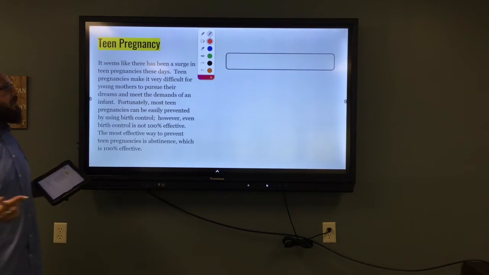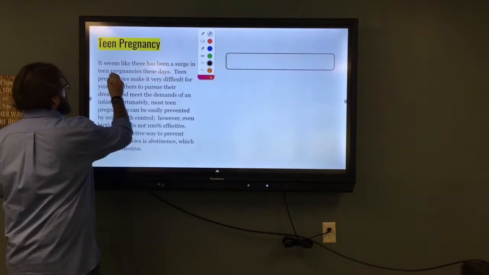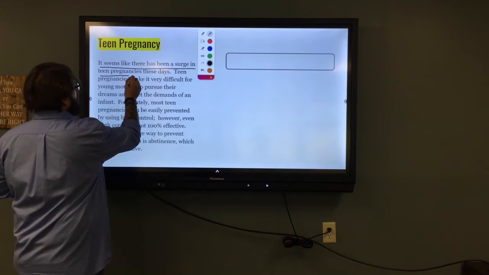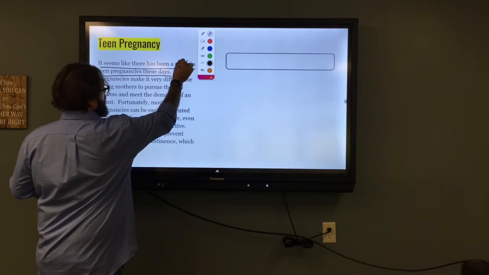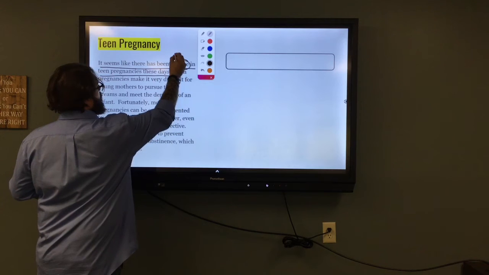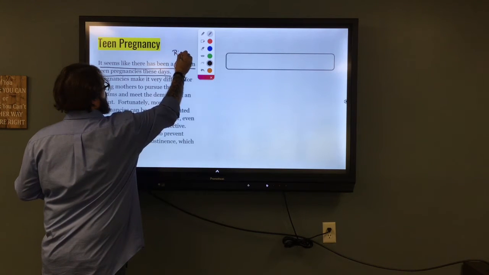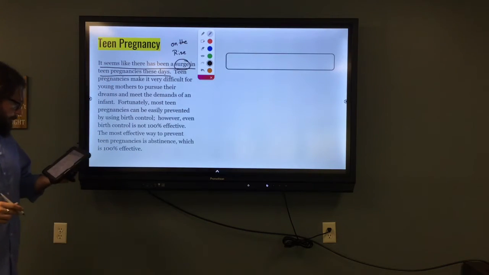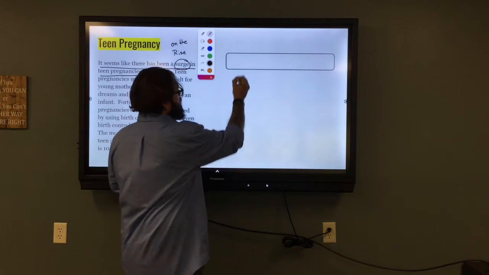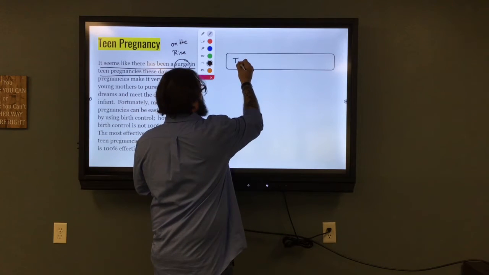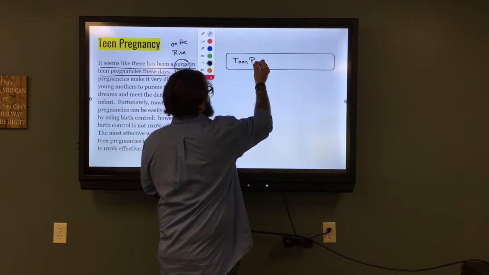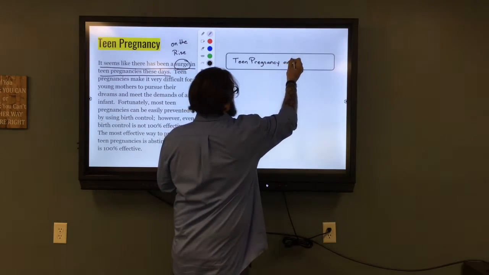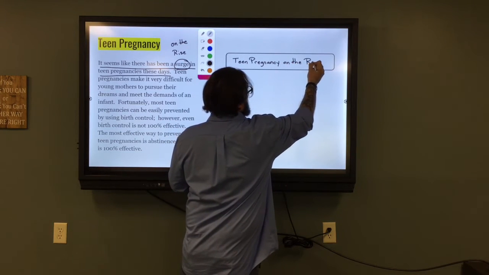Well, we see it in the first sentence. It seems like there has been a surge in teen pregnancies these days. So that word surge means on the rise. So in this case, our problem is teen pregnancy on the rise.